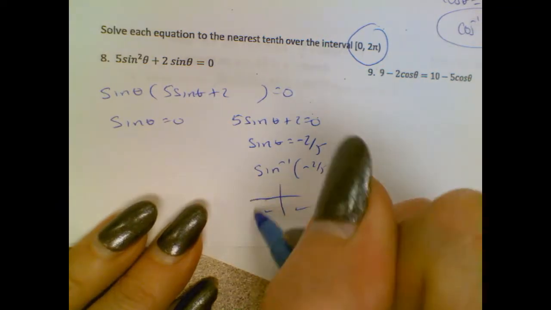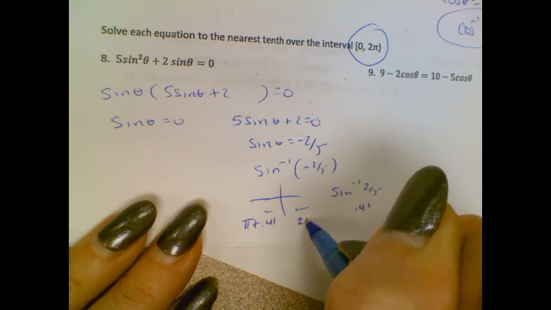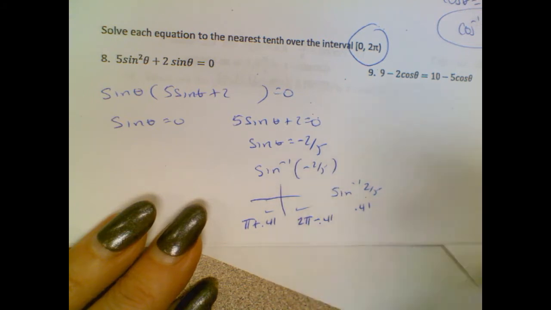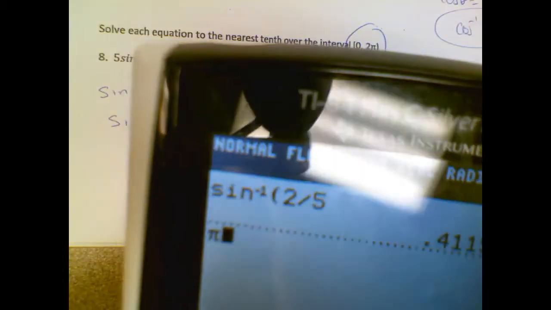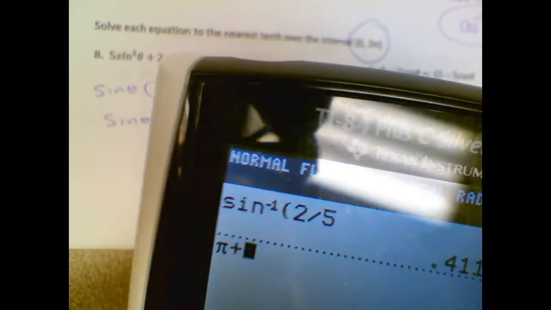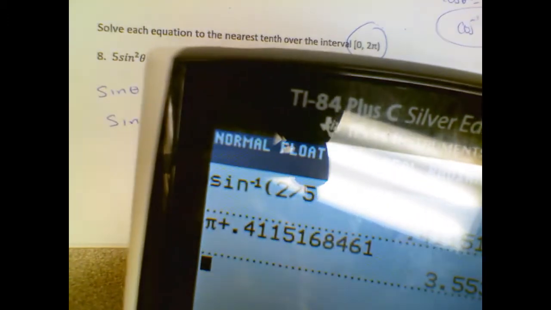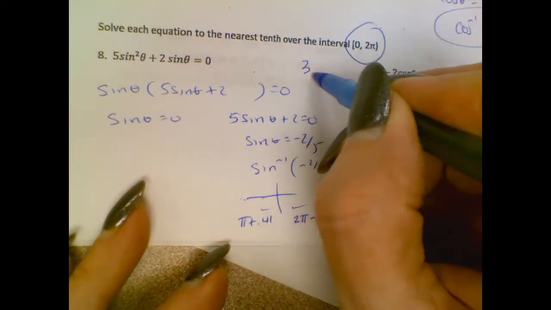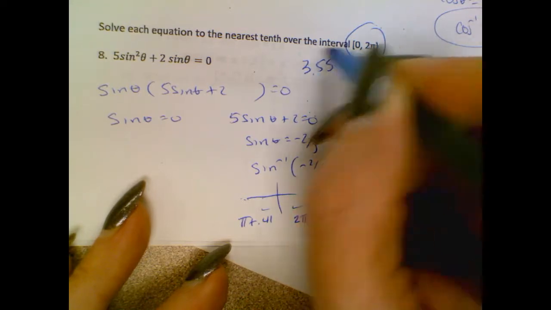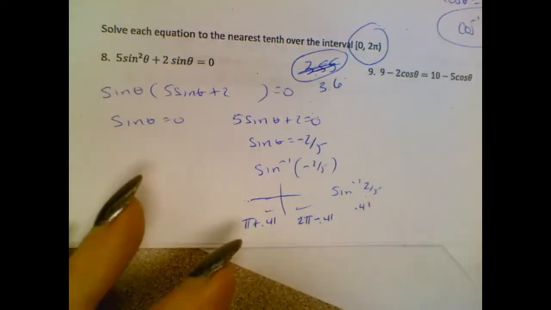So what we're going to do here is we're going to take pi plus 0.41. In this quadrant, we're going to take 2 pi minus 0.41 to get our quadrants. Because pi and 2 pi are our x-axis numbers. So pi plus, highlight, is 3.55. So one of my answers is 3.55. It said nearest 10th? Okay. Nearest 10th, 3.6. My fault.